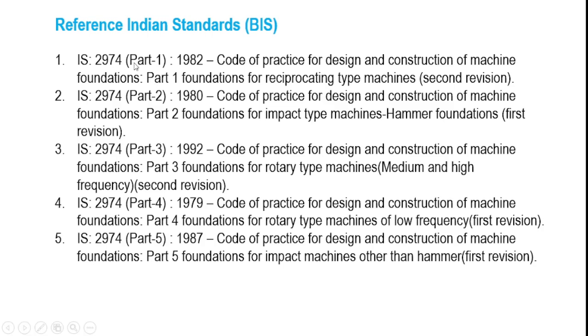For example, Part 1, as you can see, covers the foundations for reciprocating type machines. Part 2 covers impact type machines, essentially hammer foundations. Part 3 is for foundations of rotary type machines with the speed in the medium to high range. Part 4 is for rotary type machines again of low frequency, that is the low speed. And finally, Part 5 is on foundations for impact machines other than the hammer.